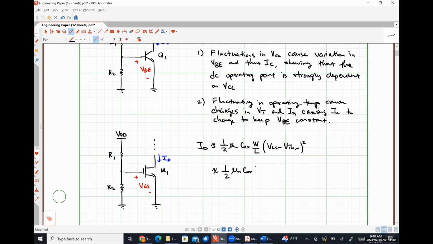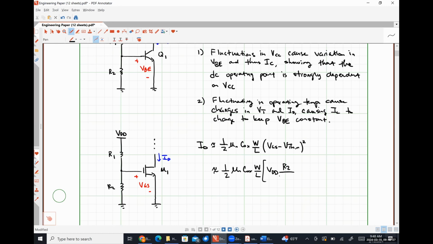1/2 mu n Cox W over L times VDD times R2 over R1 plus R2 minus VTHN quantity squared. And we can very obviously see that our drain current and our gate source voltage are highly dependent on VDD, much like we saw previously. Where are our temperature dependencies going to show up in this? So our threshold voltage is dependent on temperature, and our carrier mobility is dependent on temperature. So we're going to see very similar effects, even though it's different quantities that are exhibiting these temperature dependencies, right?